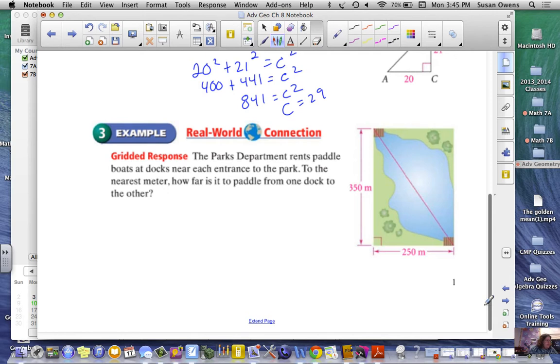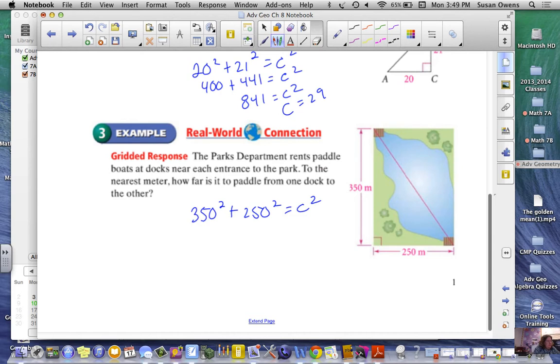So a quick little example. The park department rents paddle boats at the dock near the entrance to the park. To the nearest meter, how far is it to paddle from one dock to the other? So for this example, I want to do 350 squared plus 250 squared equals c squared. Now, if I said you're allowed to write your answer as an estimation, this would be great. 350 squared plus 250 squared, add them together, take the square root, a rounded answer is great. If I said leave this answer in simplified radical form, this would be a very difficult problem to do.